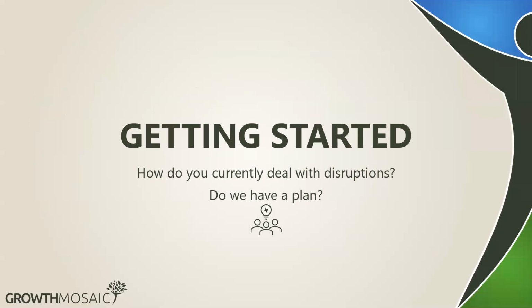So getting started, how do you currently deal with disruptions? And do we have a plan? So for do we have a plan, we answered this in the poll and the results. 49% of us said we are prepared for common disruptions. So these are disruptions that we commonly face. So it could be sales, maybe lower sales volume. What do we do about it? Maybe increase marketing expenditure.